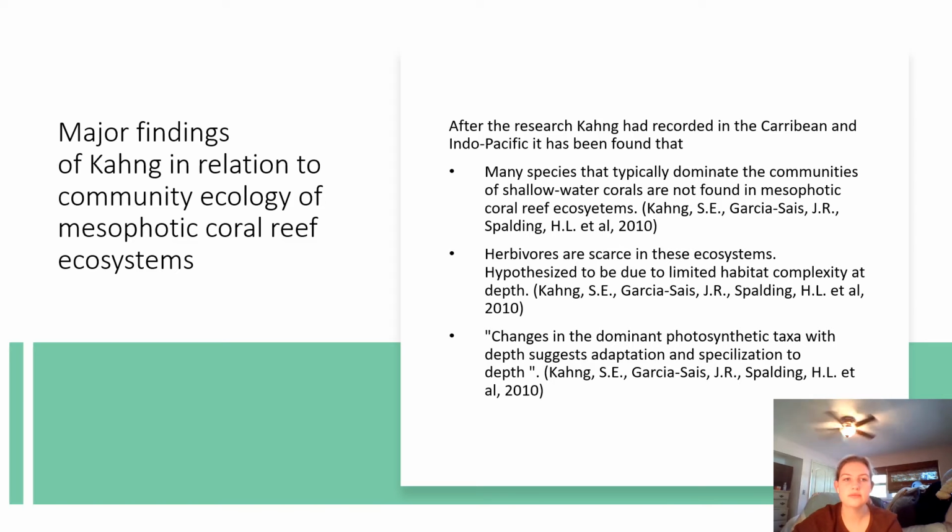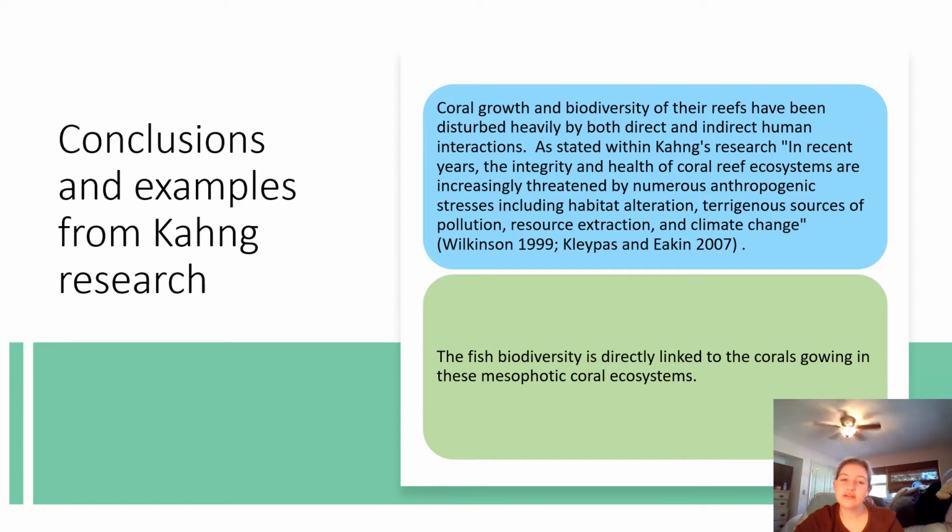So here we can see that these corals are well adapted to these differences between shallow water corals and mesophotic coral ecosystems. Some major findings from Kong's research include that coral growth and biodiversity of reefs have been disturbed heavily by both direct and indirect human interactions. As stated within Kong's research, in recent years, the integrity and health of coral reef ecosystems are increasingly threatened by numerous anthropogenic stresses, including habitat alteration, terrigenous sources of pollution, resource extraction, and climate change. It has also been found that fish biodiversity is directly linked to the corals growing in these mesophotic coral ecosystems.